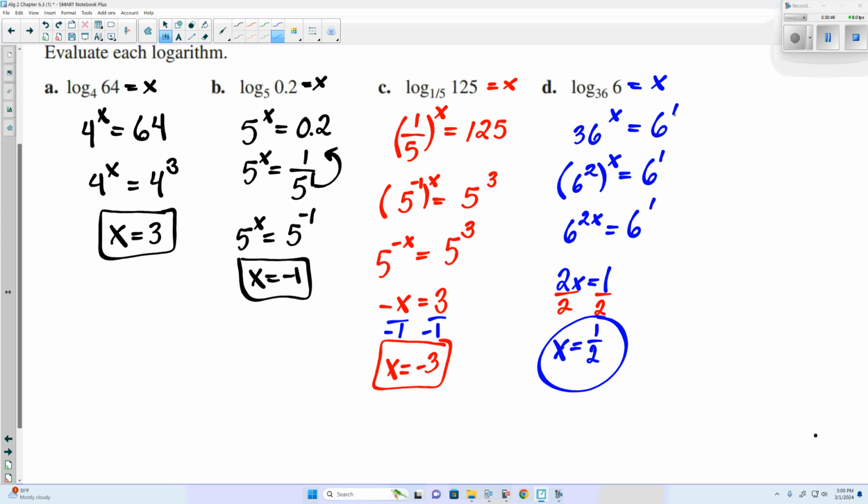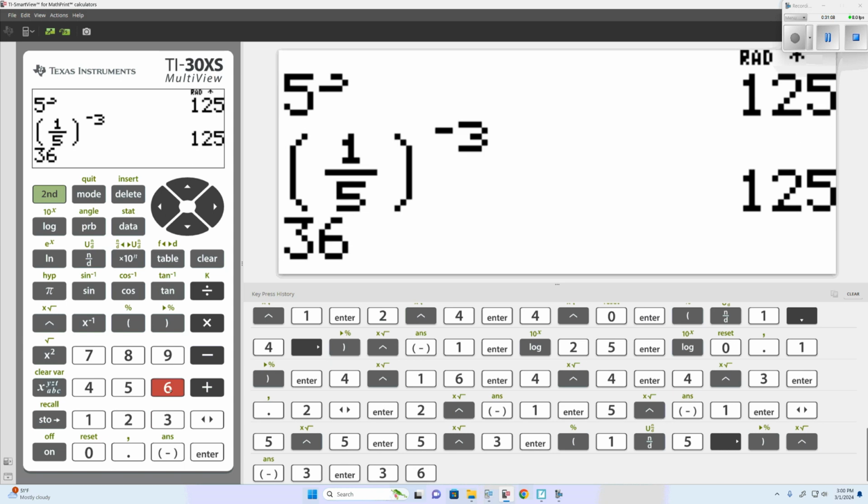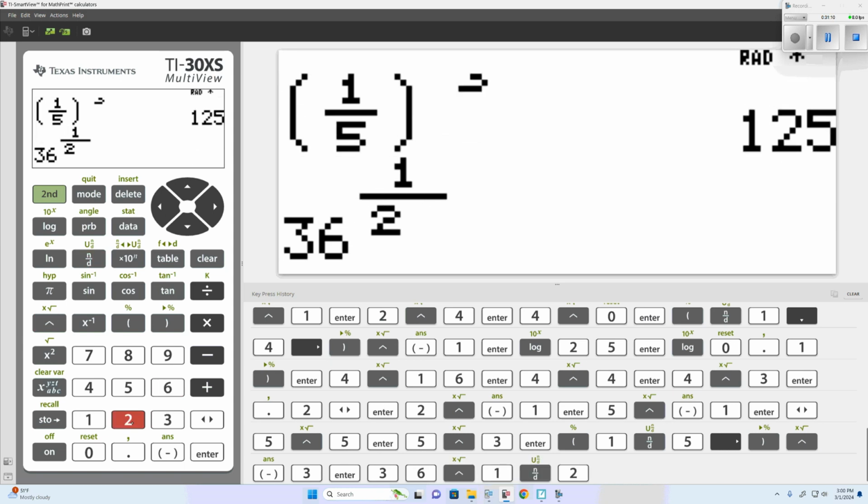Because whenever there's not an exponent written, it's understood to be 1, because x to the first power would be x. Now we could check this here, because this seems a little weird. 36 to the 1/2 is 6. 36 to the 1/2 is indeed 6.